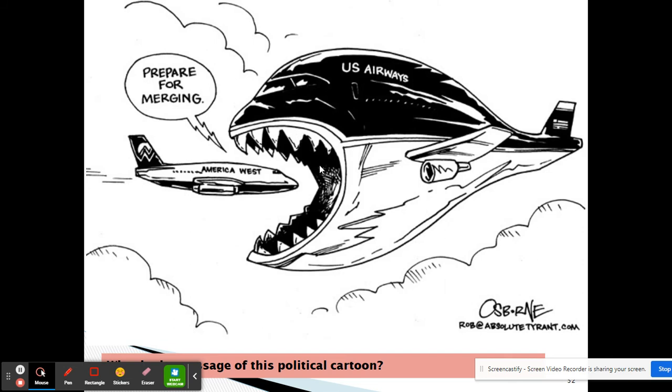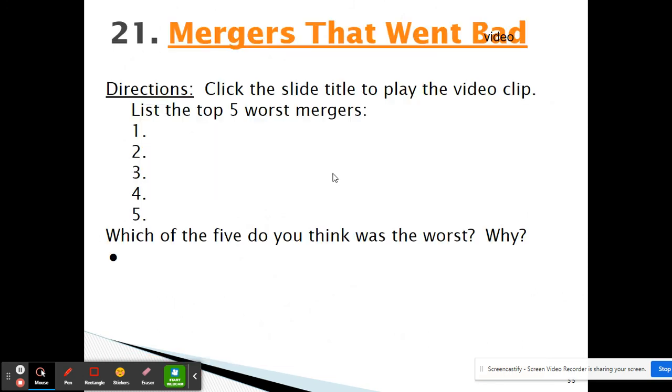This is an example of a horizontal merger, as U.S. Airways is merging with America West. Often one of the corporations is bigger than the other, so not all mergers are equal, hence the huge whale.